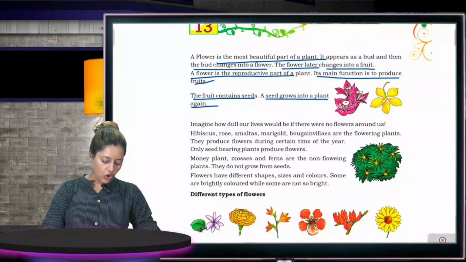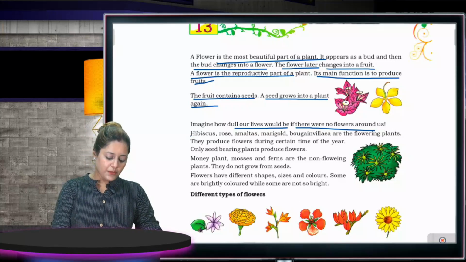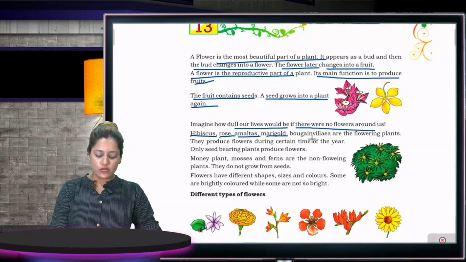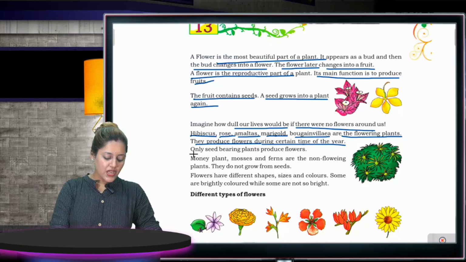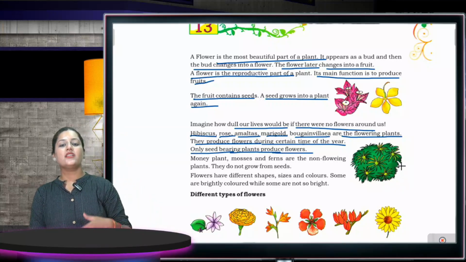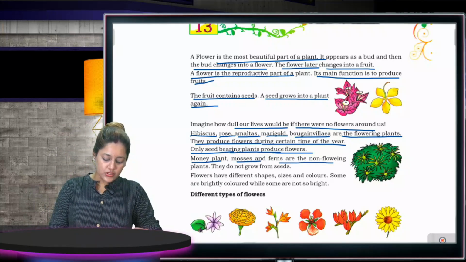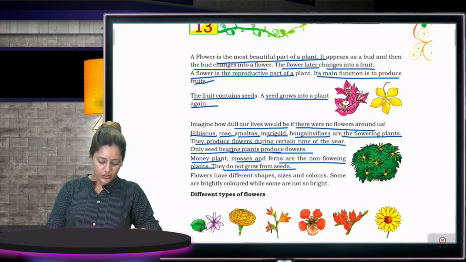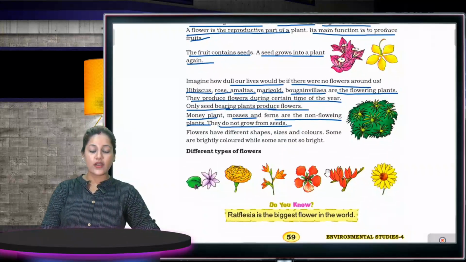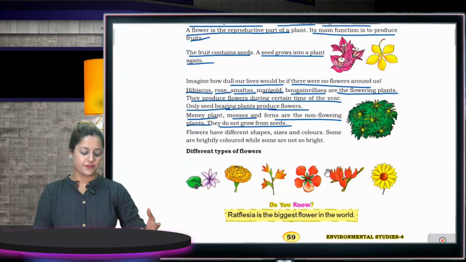Imagine how dull all our lives would be if there were no flowers around us. Hibiscus, rose, amaryllis, marigold, bougainvillea are flowering plants. They produce flowers during a certain time of the year. Only seed-bearing plants produce flowers. So seed-bearing plants can produce flowers. Money plant, mosses, ferns are non-flowering plants. They do not grow from seeds. So those that do not grow from seeds are non-flowering plants, like a money plant, mosses, ferns.